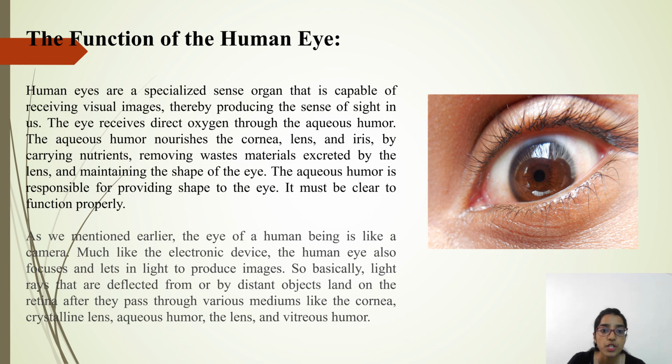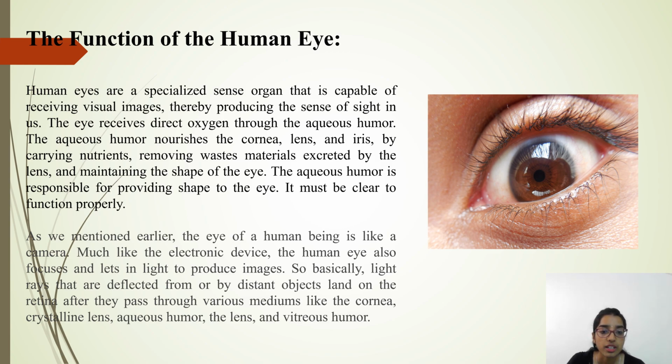Human eyes are a specialized sense organ that is capable of receiving visual images, thereby producing the sense of sight in us. The eye receives direct oxygen through the aqueous humor. The aqueous humor nourishes the cornea, lens, and iris by carrying nutrients, removing waste materials excreted by the lens, and maintaining the shape of the eye. The aqueous humor is responsible for providing shape to the eye. It must be clear to function properly.